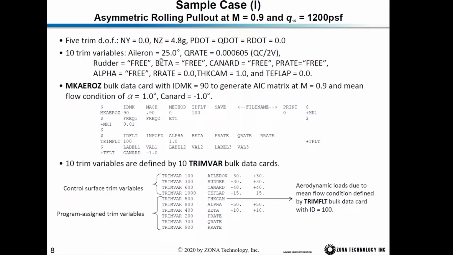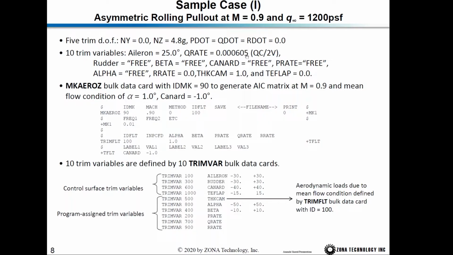And we define 10 trim variables. First is aileron equals 25 degrees, because aileron is defined as an anti-symmetric control surface. So the right hand side aileron is 25 degrees. The mirror image left hand side will be negative 25 degrees. Then this control surface can create a rolling moment.